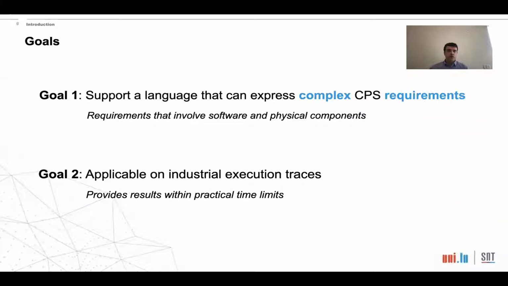To be applicable and useful in practical domain, our trace checking framework should satisfy two goals. First, it should support a language that can express complex cyber-physical system requirements, that is, requirements that involve software and physical components. And second, our trace checking framework should apply to industrial execution traces. That is, it should provide results within practical time limits.